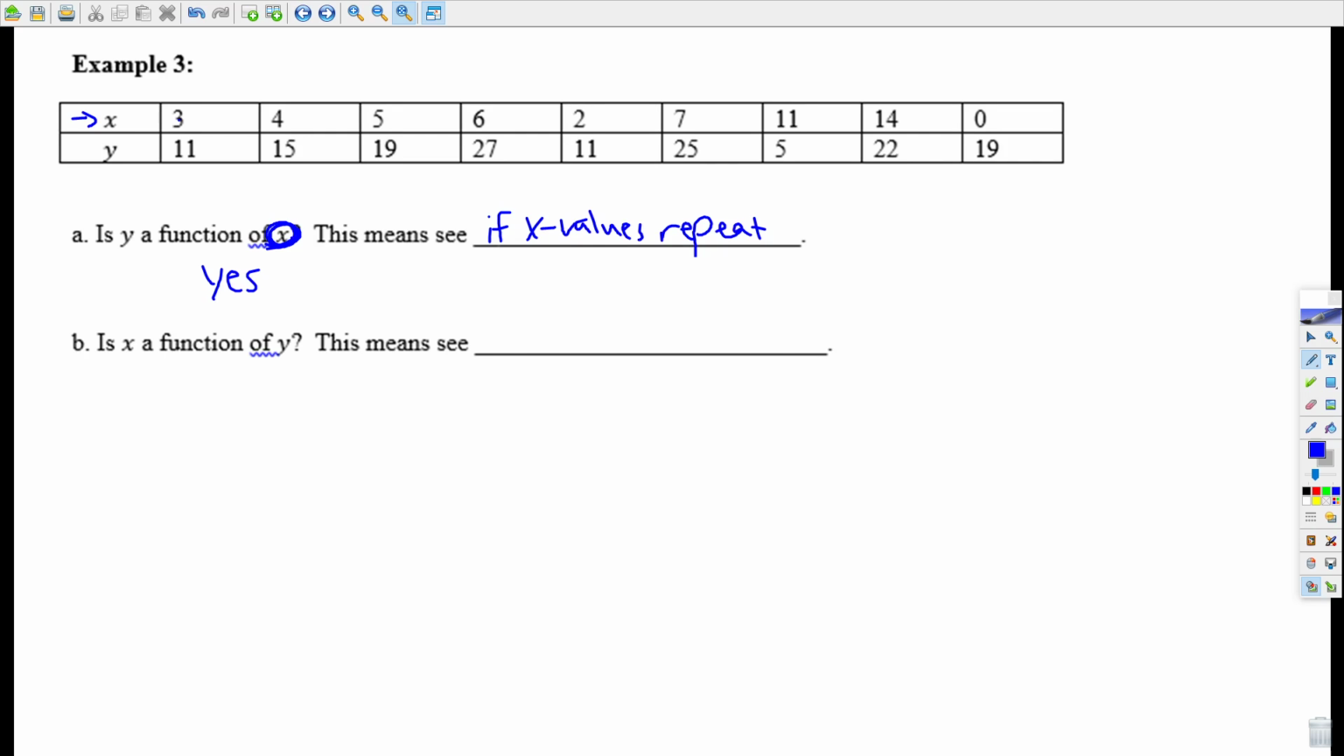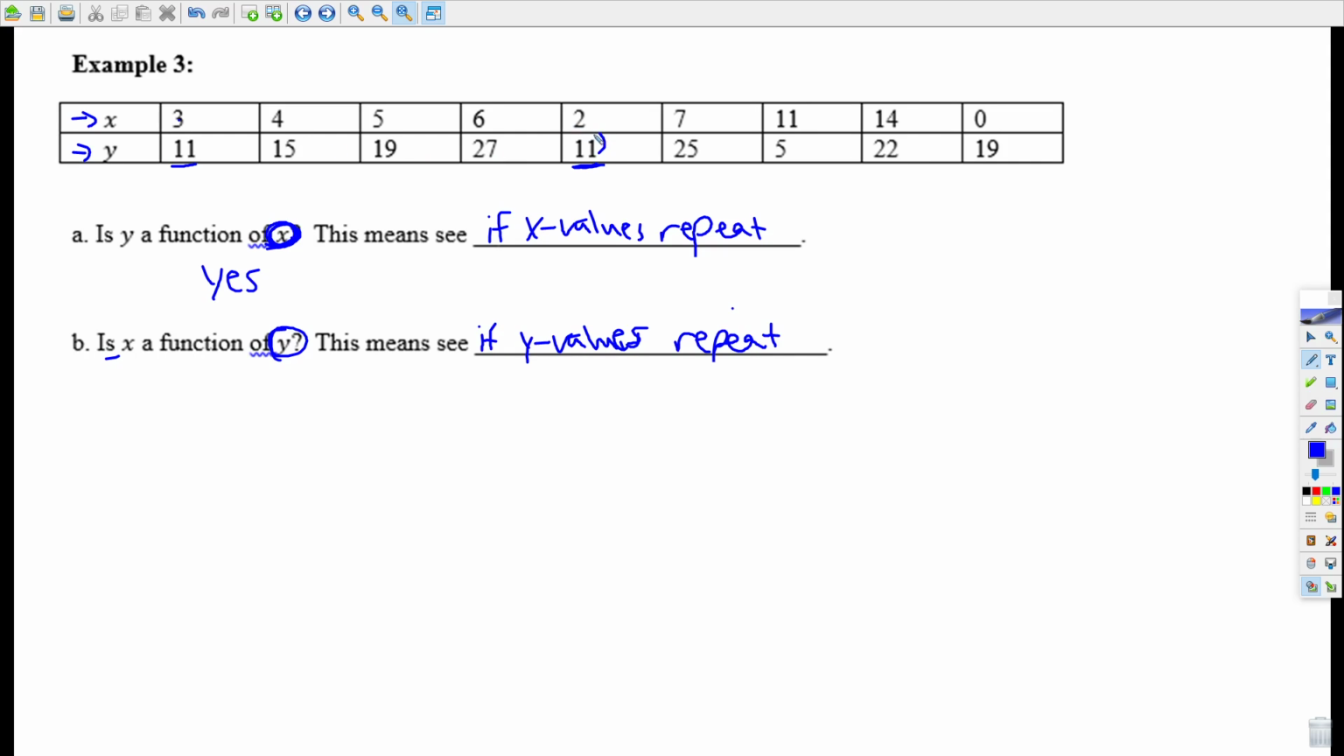If you look at part B, they reverse it. Is x a function of y? That means in this case, we're going to see if the y values repeat. So we look up here and see. Now we're looking at the y values: 11, 15, 19, 27, 11. Oh, here we go, found a repeat.